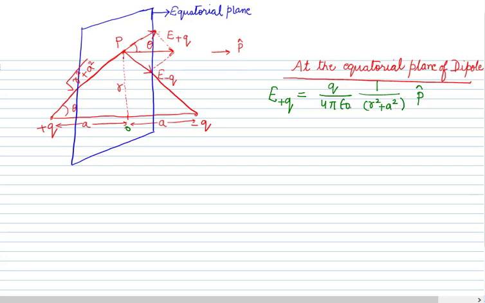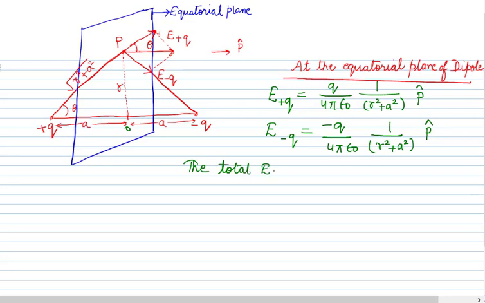Similarly, we can write down the electric field due to charge minus q. E minus q is equal to q upon 4 pi epsilon naught, and again this is a charge minus q, so we can write here minus q, and the distance will be the same. Now the triangle will be OP minus q. From this triangle, the distance between minus q and P will be the same, under root of r square plus a square. So if we do the square, same 1 upon r square plus a square, and the direction is again P cap. So now we have the electric field due to plus q and electric field due to minus q. So we can write down the total electric field.